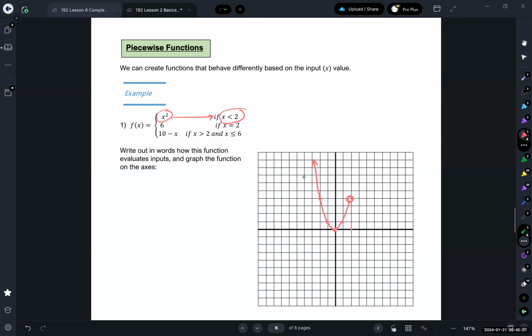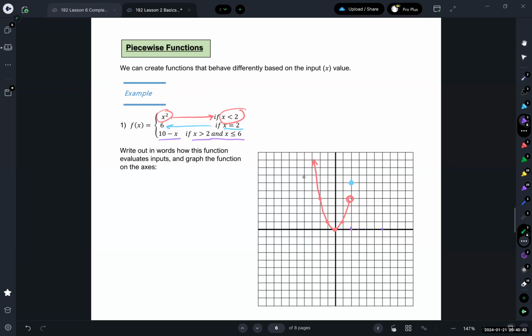And in fact, if I look at my next equation, it tells me that when x is 2, my y value is 6. So I'm going to go to that same x value of 2, go up to 6, and that is where the filled in dot is going to be. And that is directly told to me by the equation. And then last but not least on this particular equation, I have, okay, bigger than 2, but less than or equal to 6. So between 2 and, let's see, 3, 4, 5, 6, those x values, I'm going to graph this equation, 10 minus x.